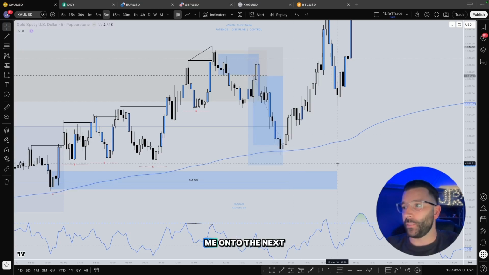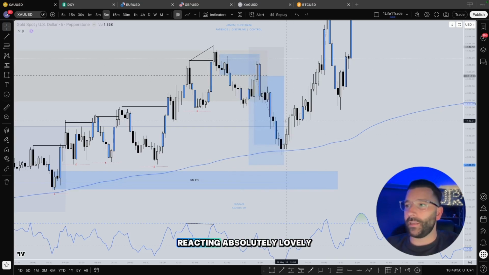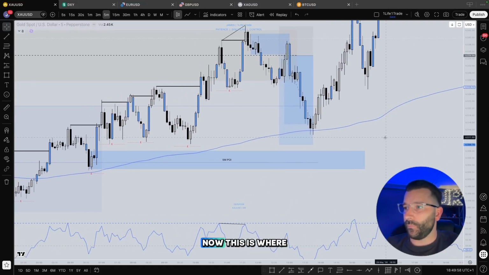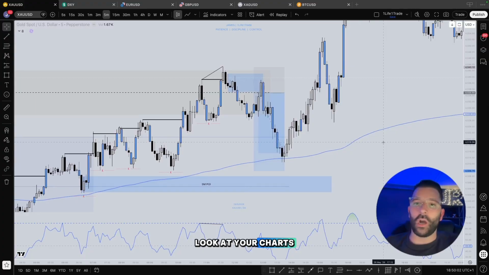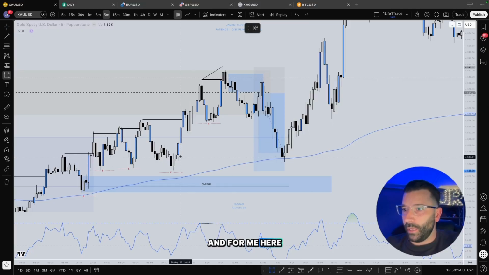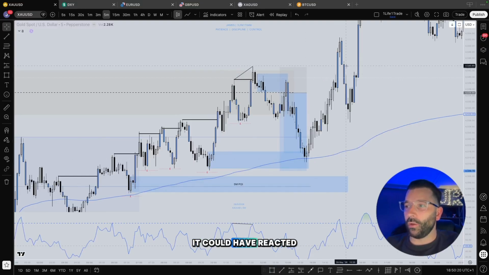Now, this brings me on to the next bit. It comes down, starts reacting absolutely lovely. Now, this is where you've got to really look at your charts and start, like we have in the community, we have TP1s, TP2s, TP3s. Nine times out of 10, those TPs are put in strategic places in case there is a reaction. And for me, here was the perfect place it could react from.